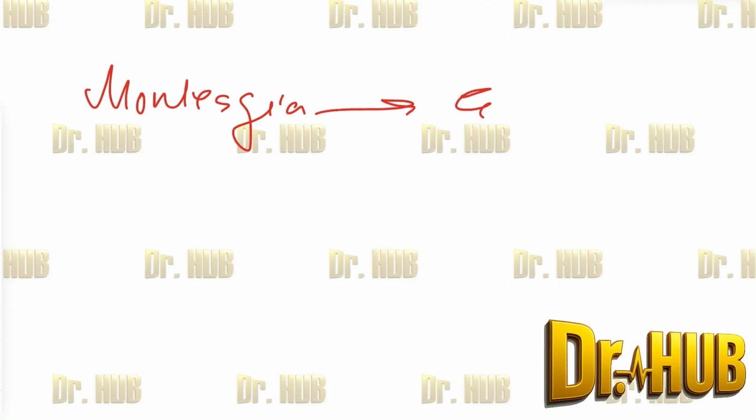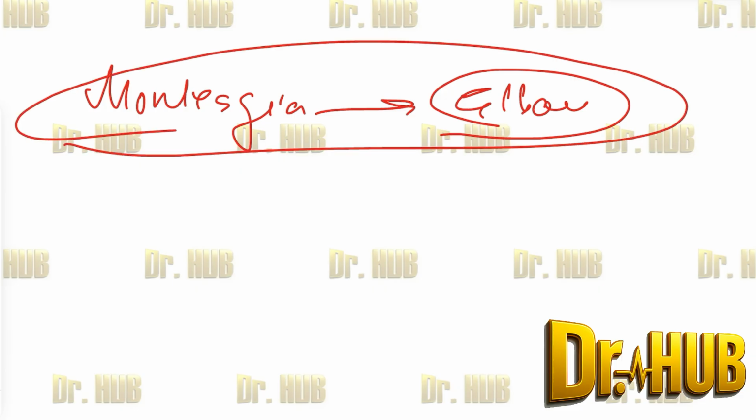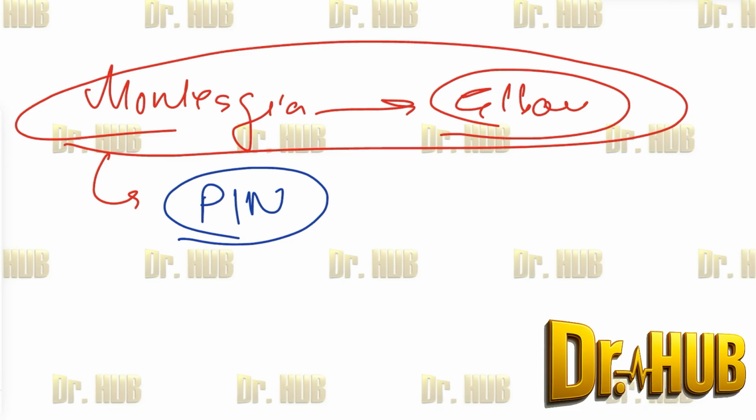Next, there is a named fracture, that is Monteggia fracture. It is present near the elbow, and it involves the proximal radius and the ulna. So in that particular region, the involved nerve is the PIN, that is the posterior interosseous nerve.